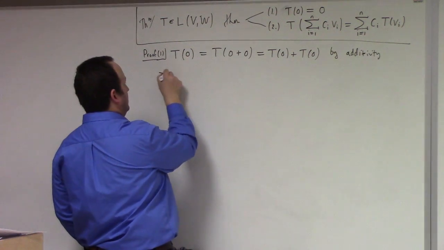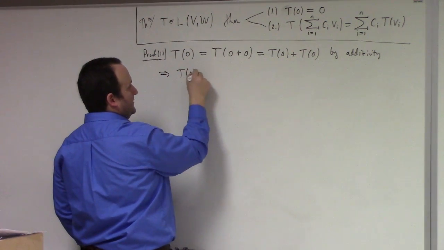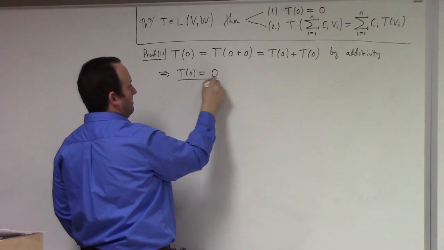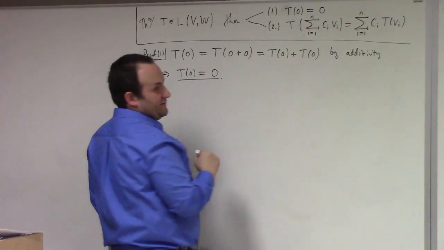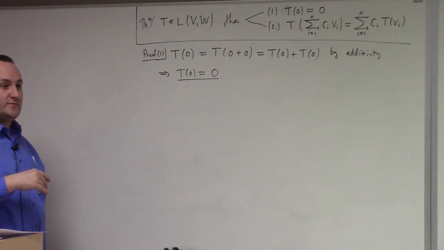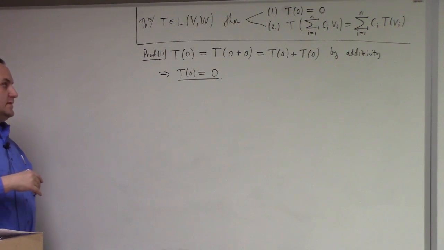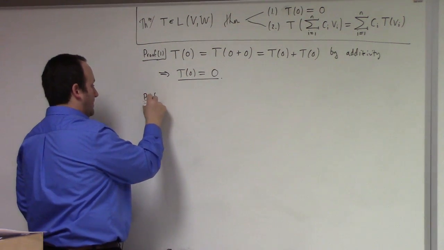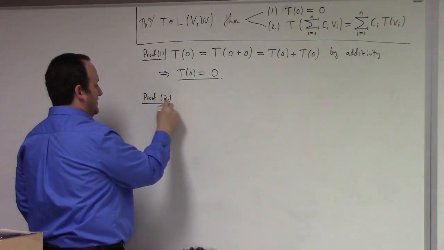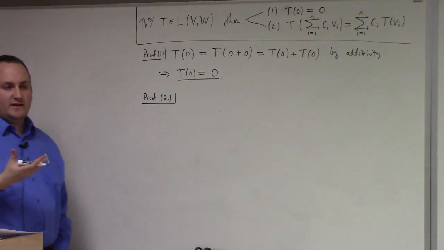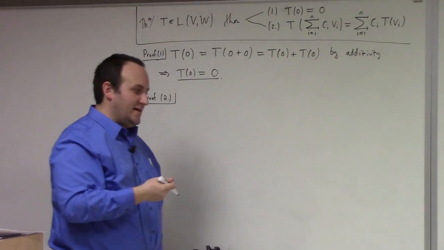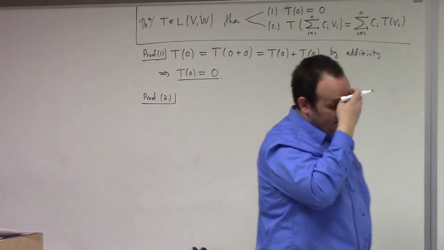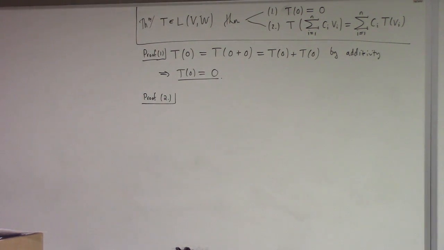So consequently, T of 0 is equal to 0, just subtracting T of 0 from both sides up there, or using the cancellation property if you remember that. So there's one. That was kind of non-eventful. But that's, by the way, a good way to strike down something as not being a legitimate linear transformation. If you can show that 0 doesn't map to 0, game over, done, not a linear transformation. So that's kind of a nice thing to know about.